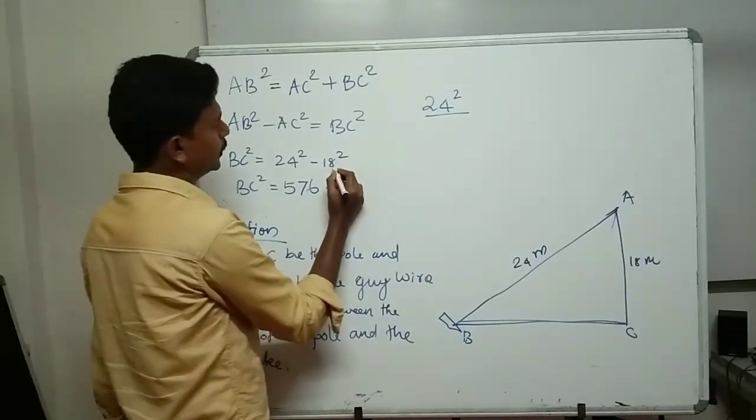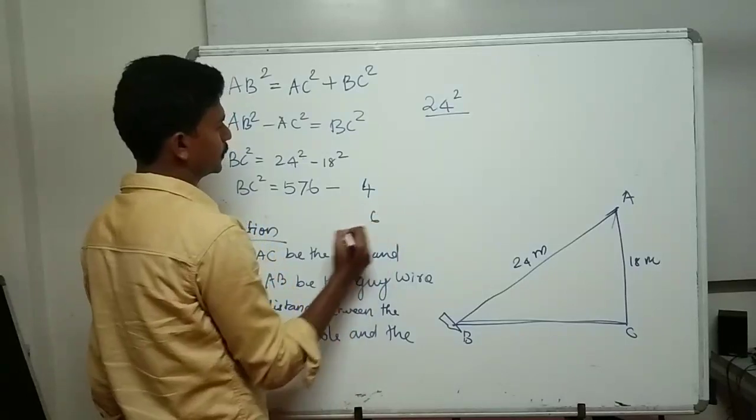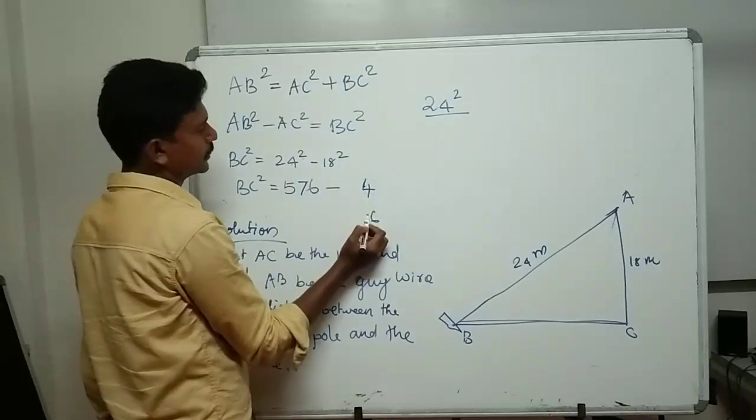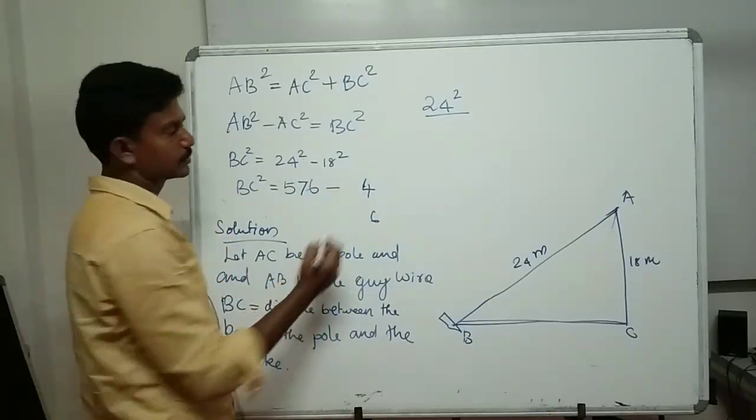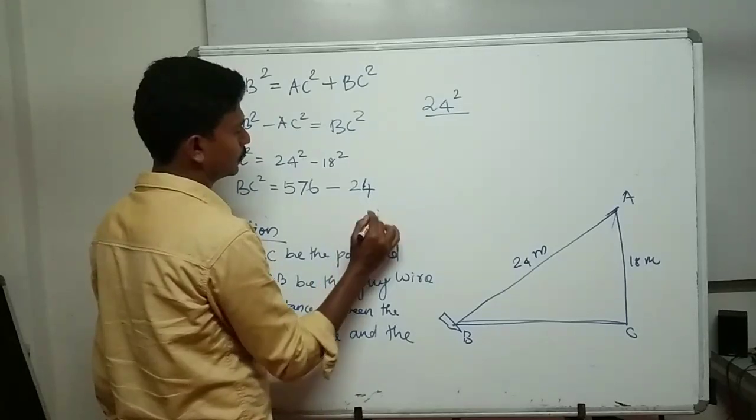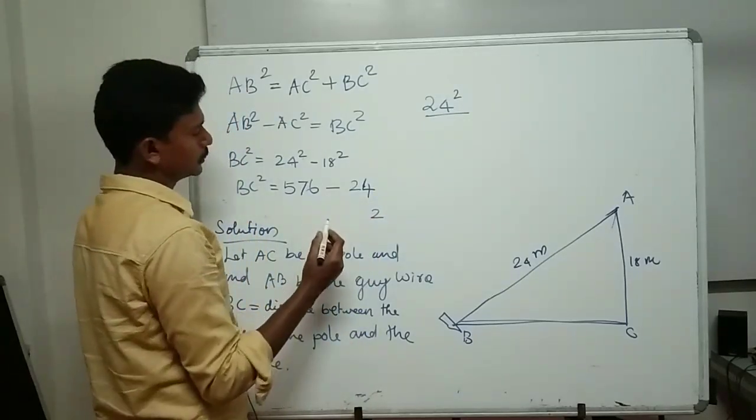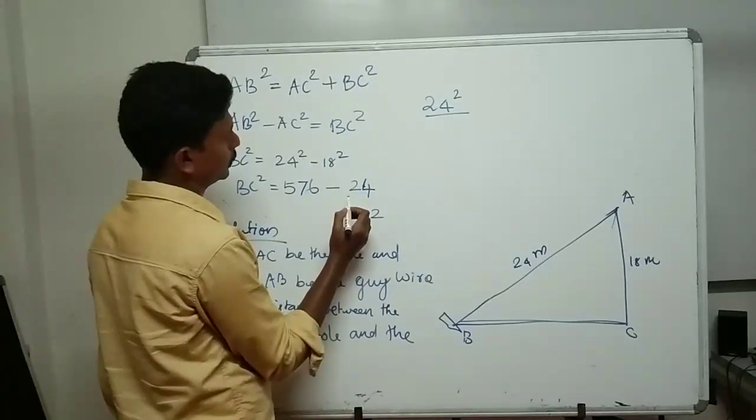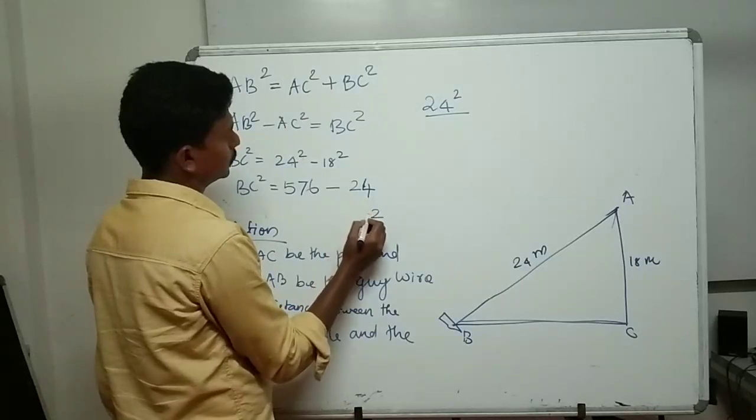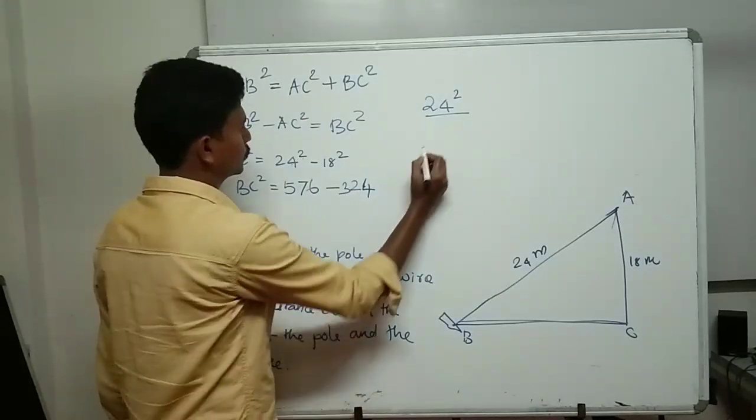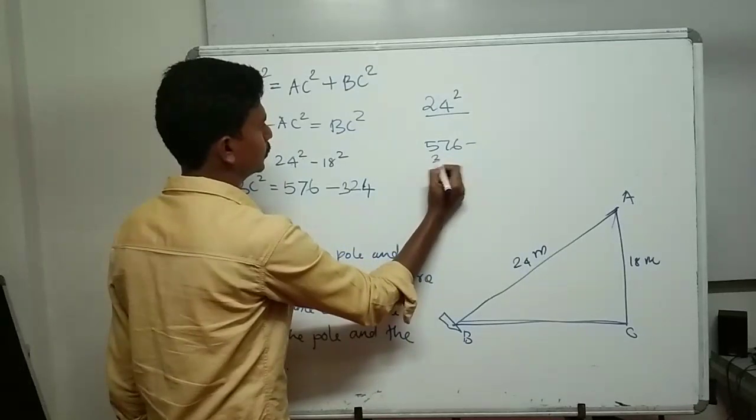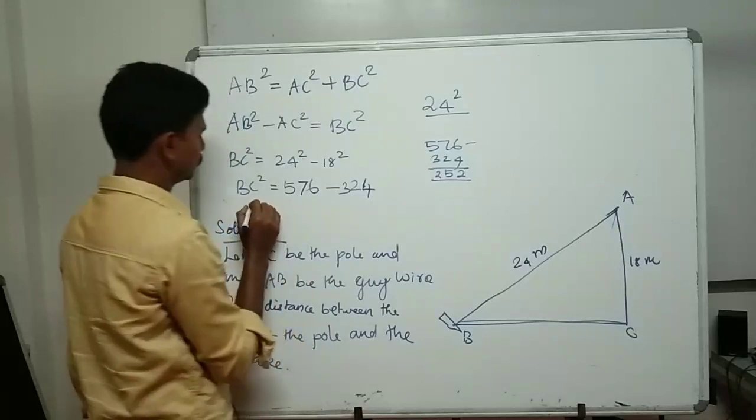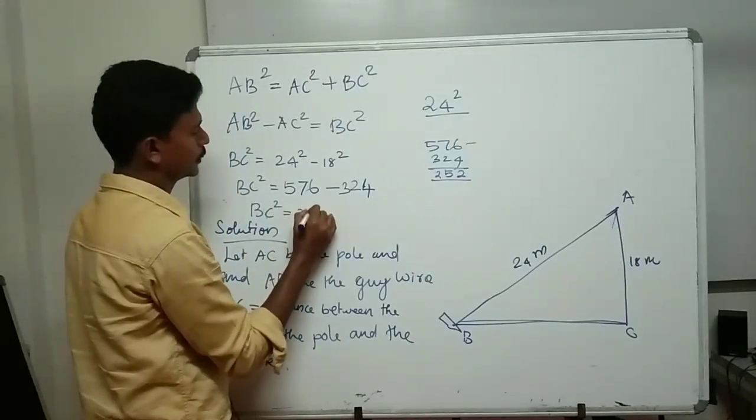Minus 18 square. 8 square is 64, remainder 6. And then 1 into 8 is 8, 8 into 2, 16 plus 6 is 22. So we can give 2 as remainder. 2 will carry over. Then 1 square is 1 plus 2 is 3. So 324. So 576 minus 324 is 252. So BC square is equal to 252.